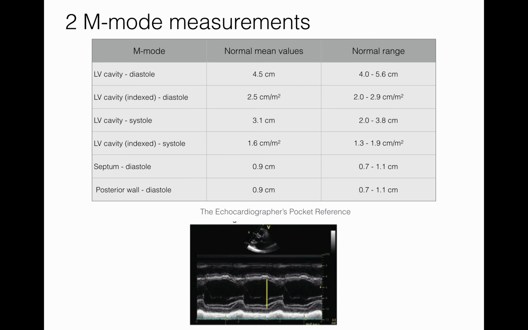Normal M-mode values of the left ventricle are detailed on this slide. Like 2D measurements of the LV, the most frequently measured dimensions are the LV chamber in diastole and systole, and the septal and posterior wall thicknesses, most often measured in diastole. M-mode measurements, which have slightly different reference values, should be made to complement, not replace, 2D measurements.